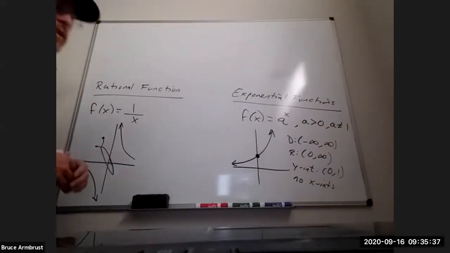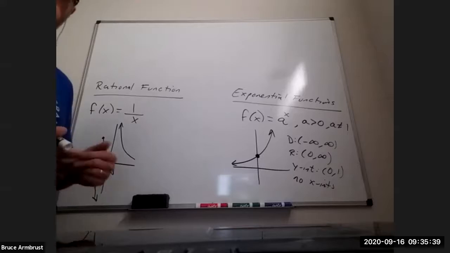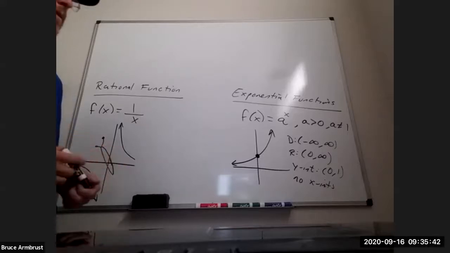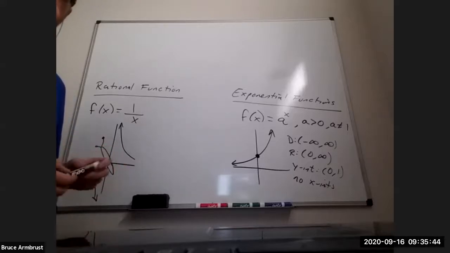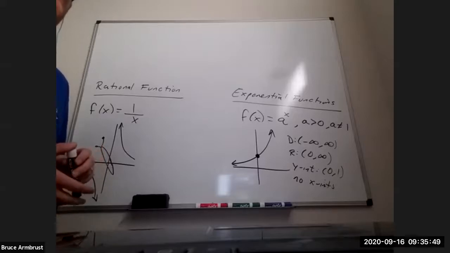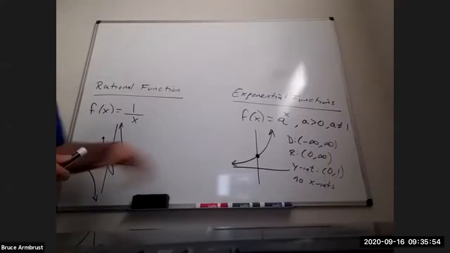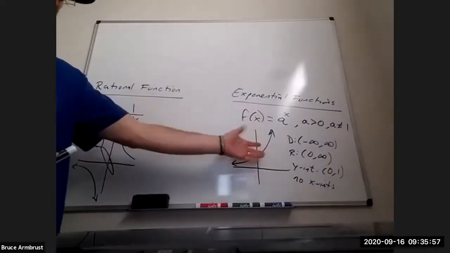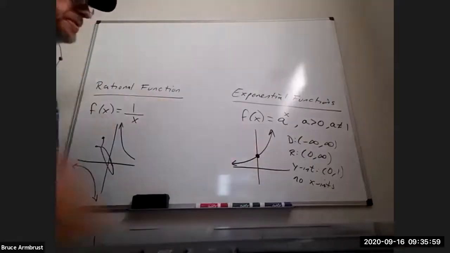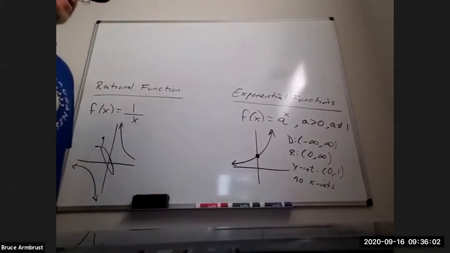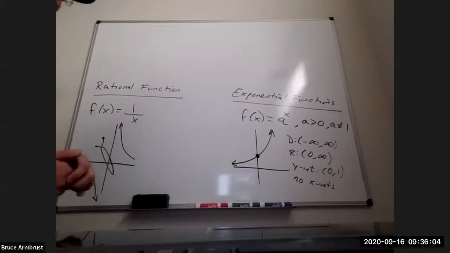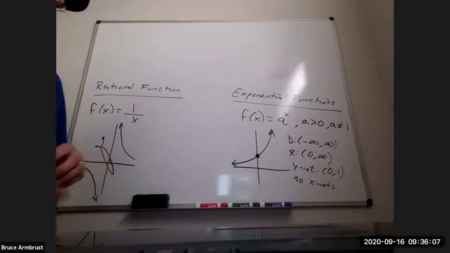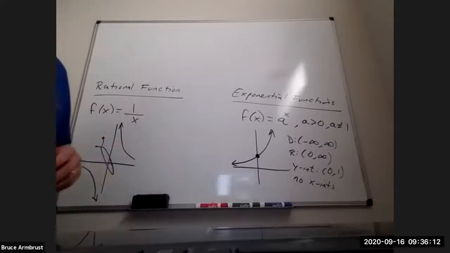So how about this guy? Is this one even or odd or neither? Not even, not odd. It's neither one, because even, remember, needs reflective symmetry, which we don't have. Odd would mean we'd have rotational symmetry, which we don't have. So this one's neither even nor odd. And then the other thing we've talked about, increasing and decreasing. Notice that this one is increasing.